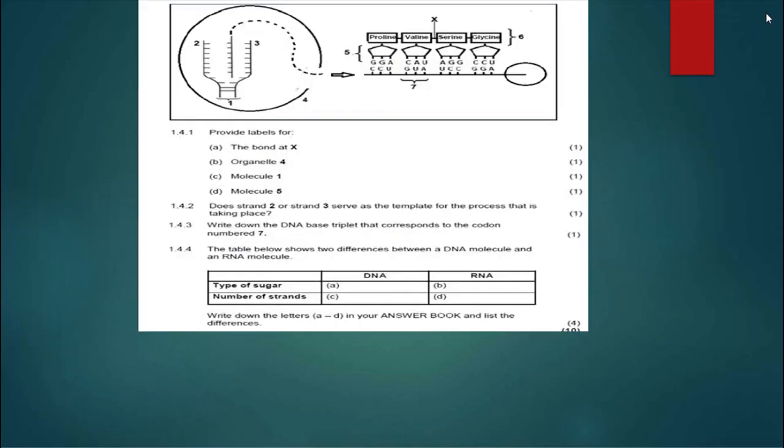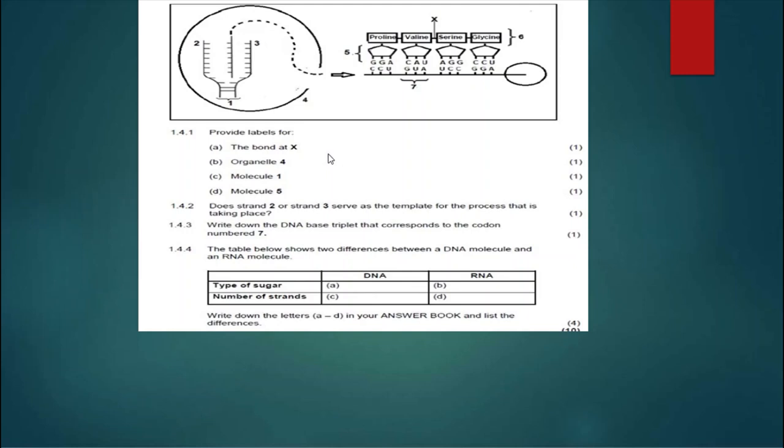I made a video explaining protein synthesis step by step, and if you haven't watched it, I suggest you do. The question says that the diagram below represents two stages of protein synthesis. 1.4.1 says provide labels for bond at X. We talked about two bonds under the topic of protein synthesis.